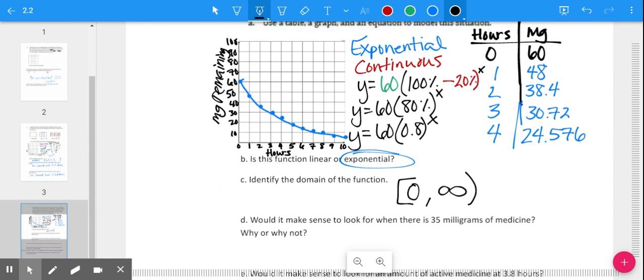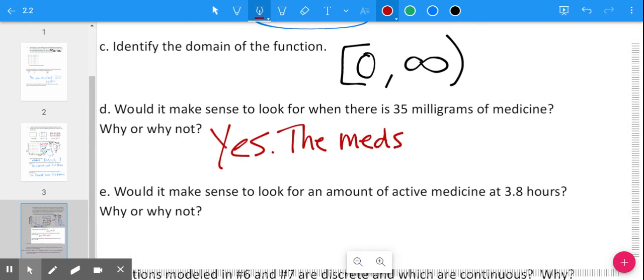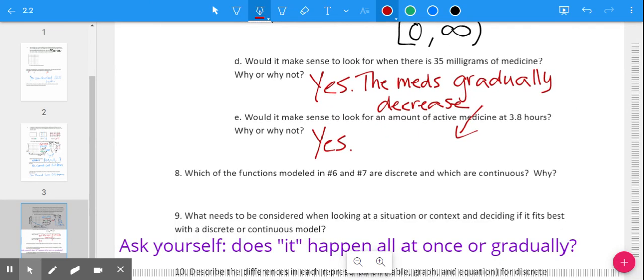Would it make sense to look for when there's 35 milligrams of medicine? Yes. And that's because the meds gradually decrease. It says, would it make sense to look for an amount of active medicine at 3.8 hours? And it's the same thing. Yes, because the meds gradually decrease. It's not all at one point in time.